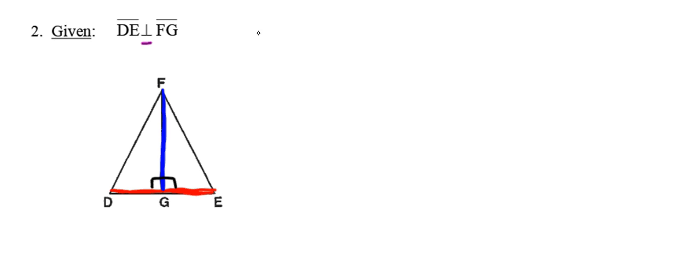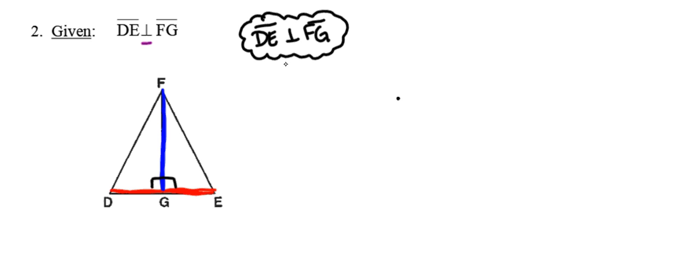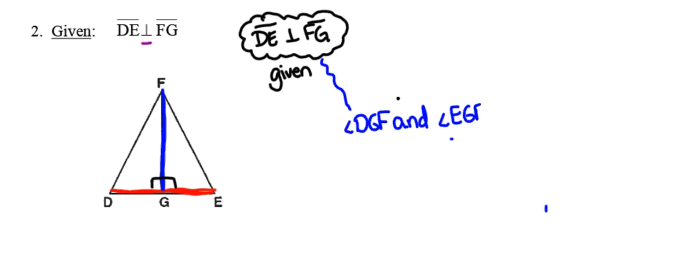So I'm going to go ahead and start out my proof by stating that line segment DE is perpendicular to line segment FG. That's my statement that I know to be a true statement. And the reason that it's known to me to be a true statement is because it's given to me to be a true statement. And because those lines are perpendicular, the conclusion that I can draw from that is that angle DGF and angle EGF have to be right angles.